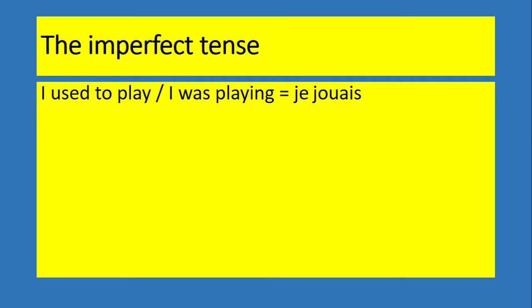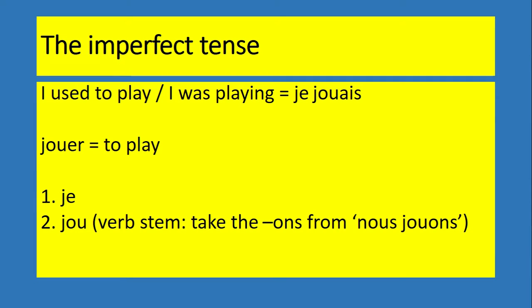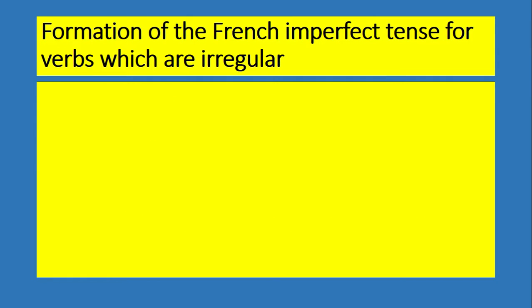So I used to play, I was playing, je jouais. There's the verb jouer. So there's the subject, je. Find the verb stem, take the ONS from nous jouons, you're left with jou, J-O-U, and add the ending AIS. Simple.